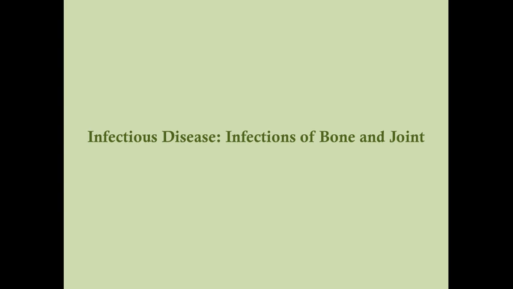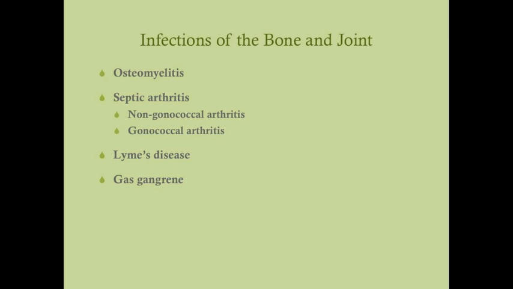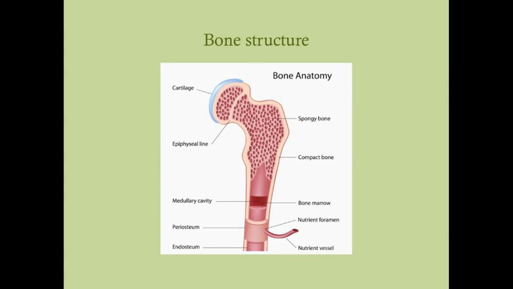Alright, so what are we going to talk about today? We're going to talk about osteomyelitis, septic arthritis, which is divided into the non-gonococcal and gonococcal types, Lyme's disease, and gas gangrene. So just a review of the bone structure.